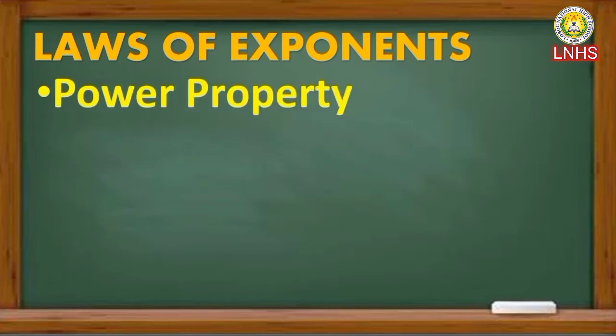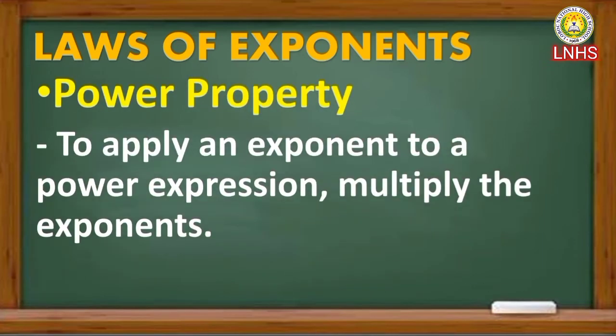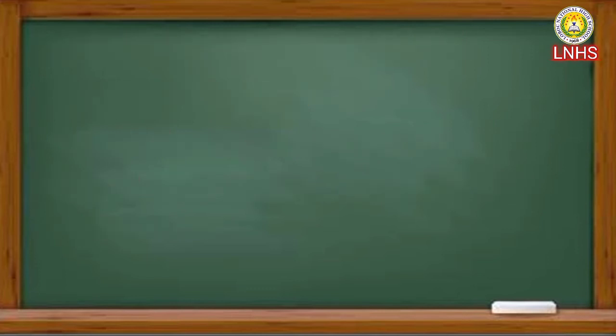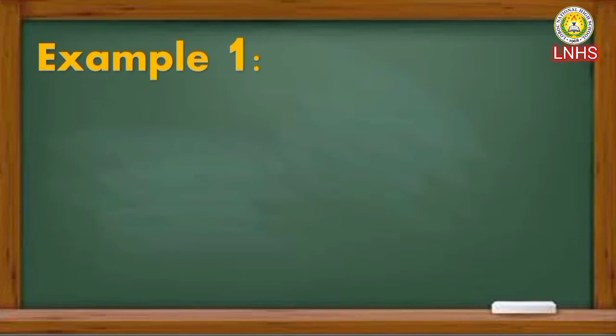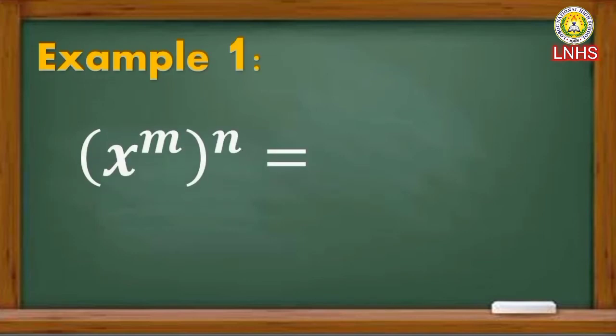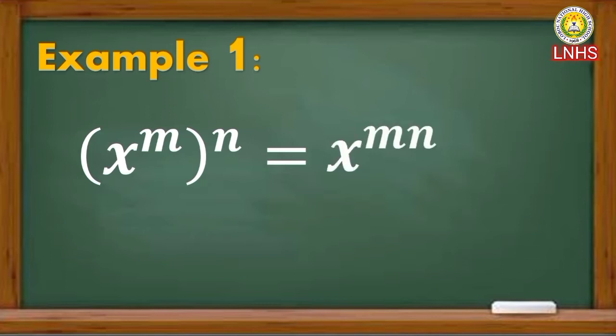And the last one is the power property. To apply an exponent to a power expression, multiply the exponents. Example number 1. x raised to the power of m raised to the power of n is just equal to x raised to the power of m times n.